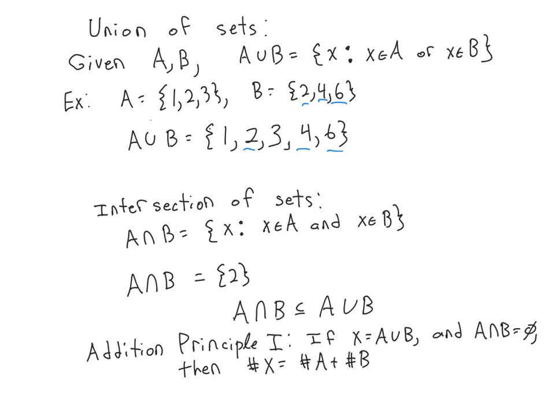Thus, we arrive at our first addition principle. If you can write a set as the union of two sets, such that those two sets have nothing in common, then the number of elements in the original set is the sum of the number of elements in the individual sets. In other words, if you can partition some set into two groups, such that no group has a member in common, then the total number of students is the sum of the number of students in each group.